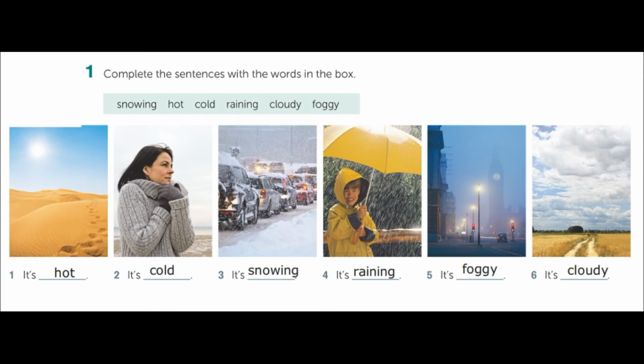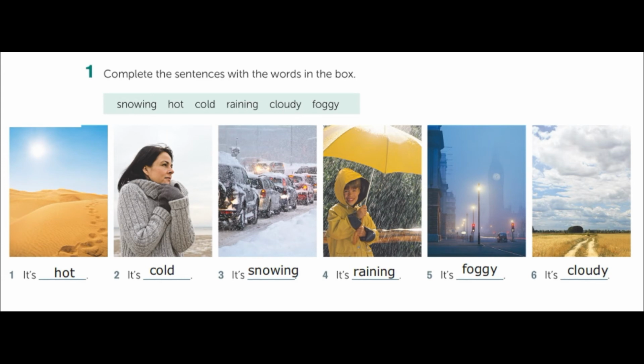Four, it's raining. Observe that for numbers 3 and 4, both verbs finish in ing because I'm talking about the verb in the gerund, in the present continuous tense. The action is happening now. What's the weather like? You can say it's snowy or it's snowing. And you can say it's rainy or it's raining.